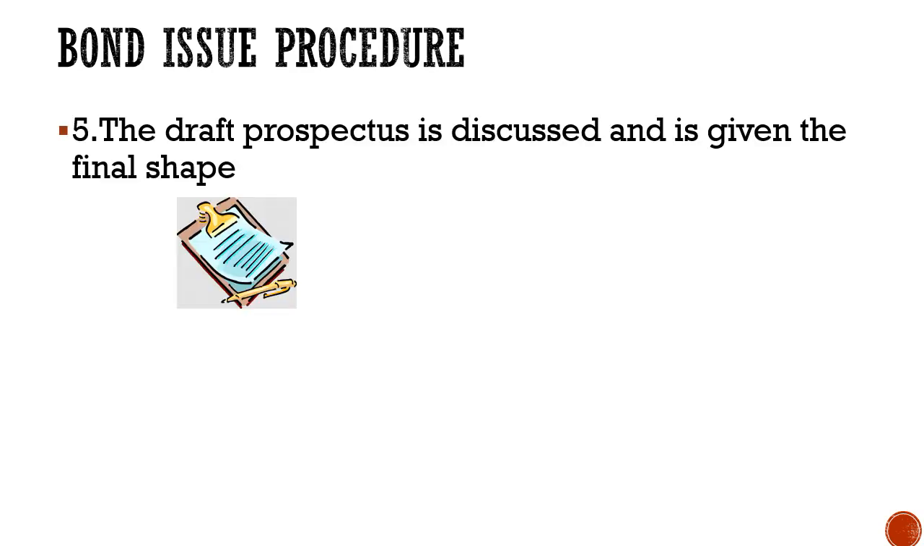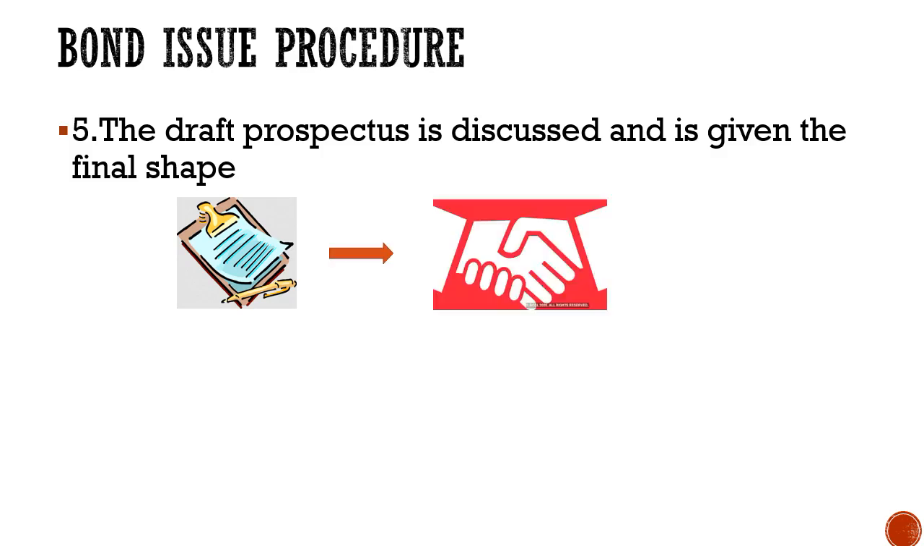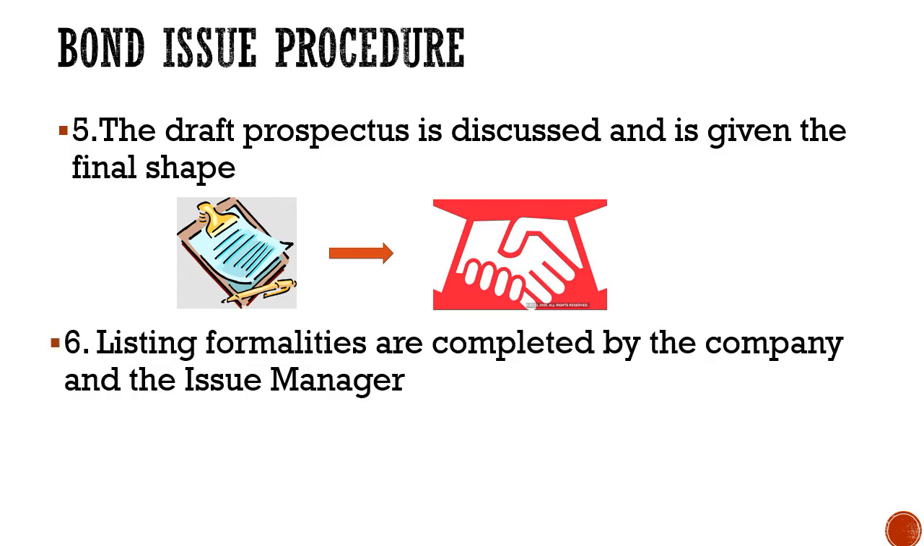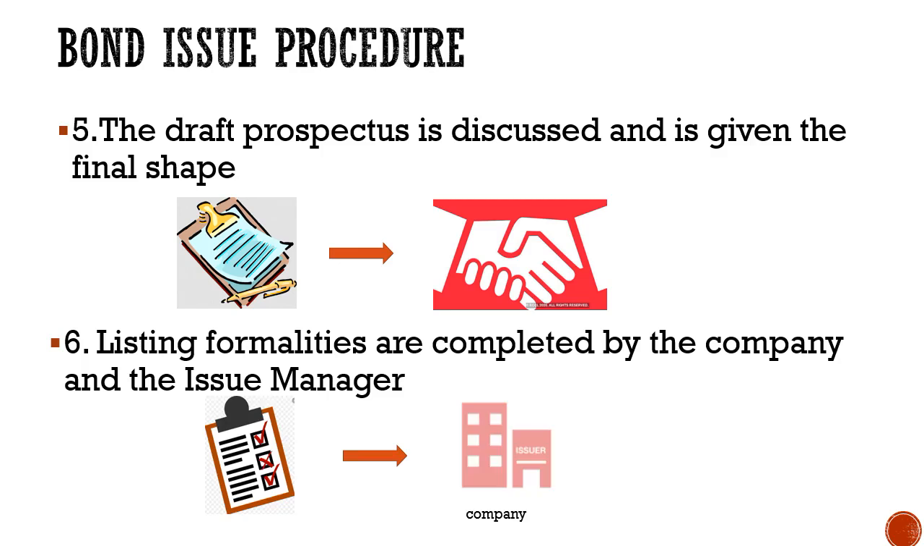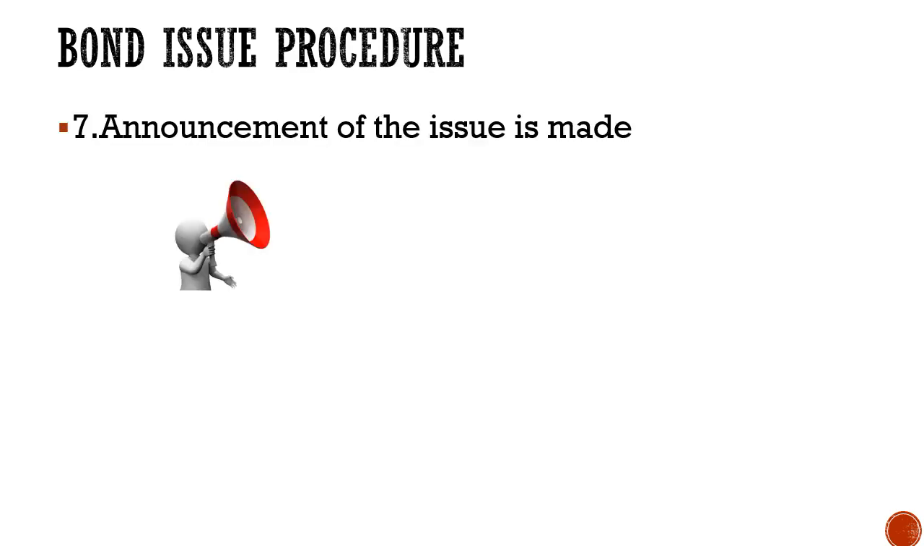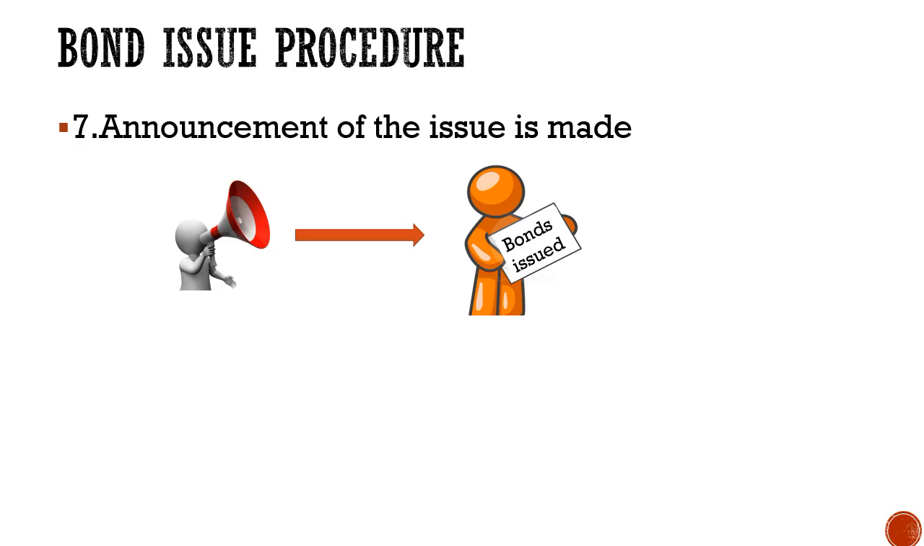Step number 5, the draft prospectus is discussed and is given final shape. So after the approval of the bond rate, after drafting the bond issue, they draft the prospectus and it is given the final shape. Step number 6, listing formalities are completed by the company and the issue manager. Step number 7, the announcement of the issue is made. So after issue formalities are completed, the company will announce the issue.